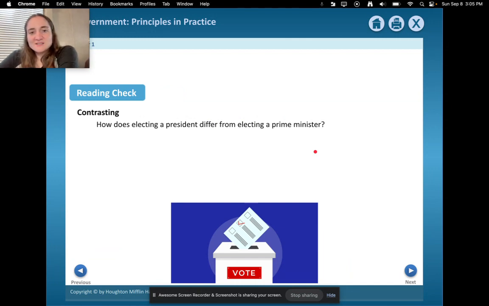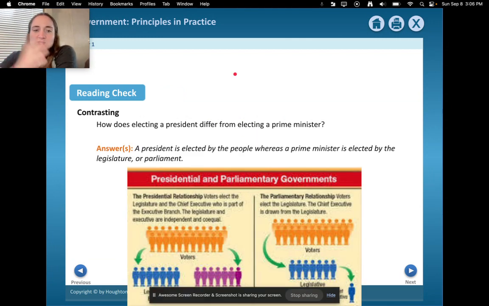So, how does electing a president differ from electing a prime minister? A president is elected by the people, whereas the prime minister is elected by the legislature or parliament. So, here's an infographic. I know it's really fuzzy, but it's the best infographic I could find. Here with the United States, us voters, we're the ones who vote for the commander in chief, or the president. But with parliamentary, the voters vote for the legislature, and then the legislature votes for the prime minister, who is then the head of the country.